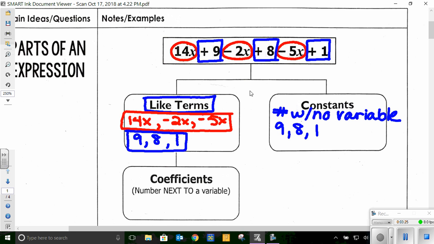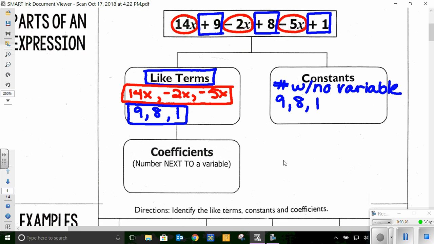The next thing we have is coefficients. Coefficients deal with our variables again. My terms that had variables were my 14x, my negative 2x, and my negative 5x. Those are my terms with variables. I have to look at the number that is in front of that variable. What I'm looking at in this one is 14. It's a positive 14, so this is one of my coefficients right there, the positive 14. Again, remember we circled our signs with our number, and this is why, because the coefficient of x on that one is a negative 2.